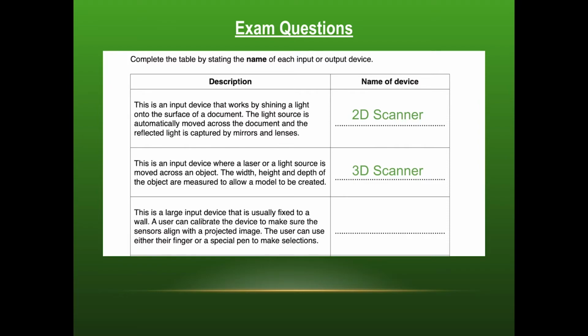So now our last device, this is a large input device that is usually fixed to a wall. A user can calibrate the device to make sure that the sensor aligns with a projected image, and the user can either use their finger or a special pen to make selections. So what I would look at here is that it's mentioning specifically it's an input device, and it mentions the use of a projected image. It also mentions the calibration of the device with the sensors.